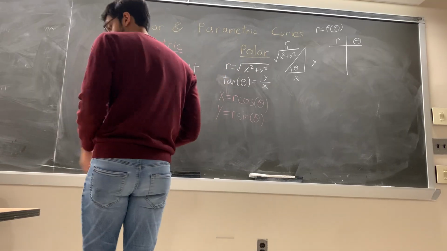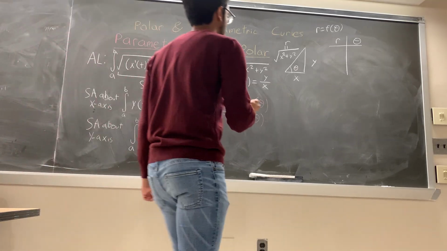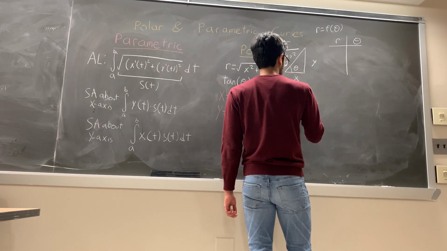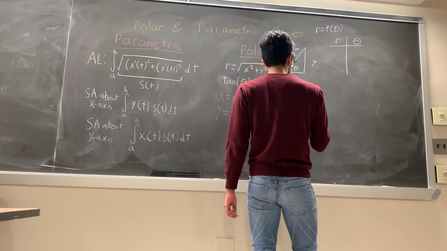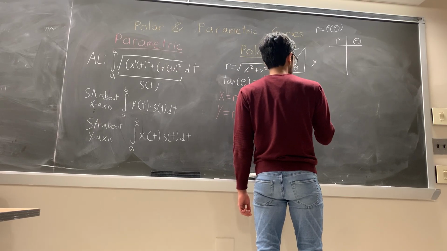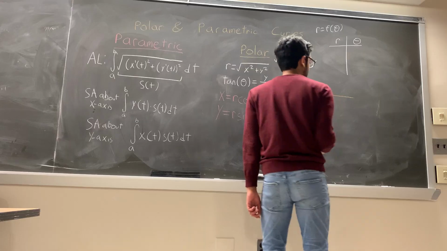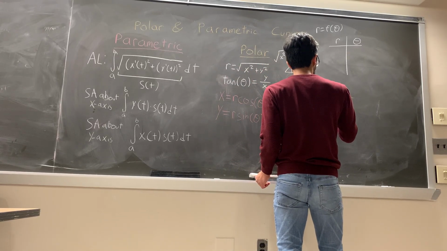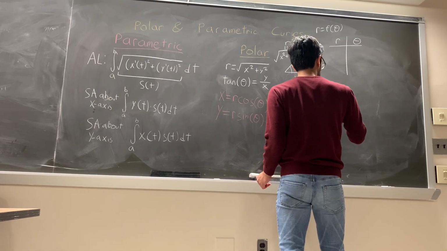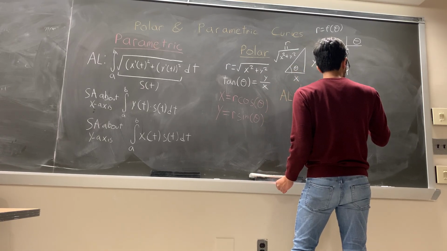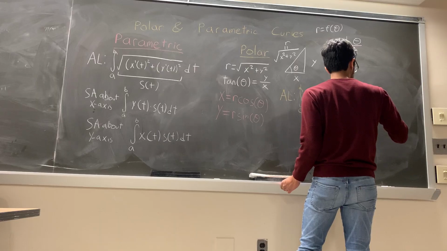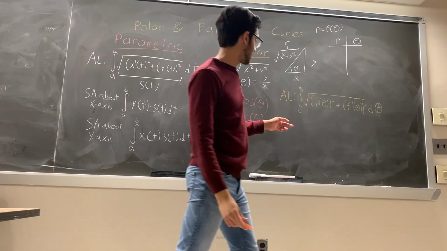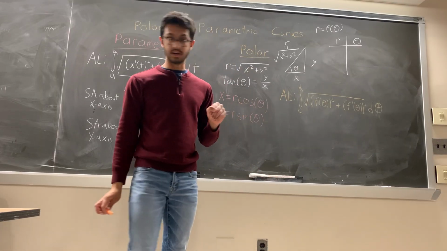And then next up, we have our arc length, and this one is given as the integral from c to d of the square root of, now this is some function of theta, so I'll have f of theta squared plus f prime of theta squared, and we'll put a d theta at the end. So this is our arc length equation for polar coordinates.